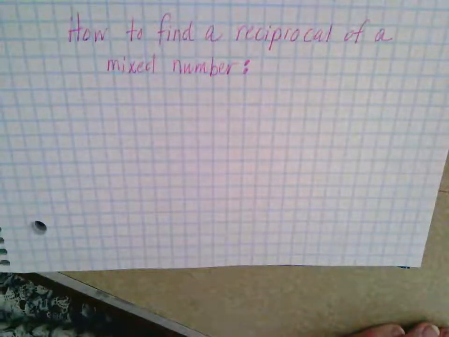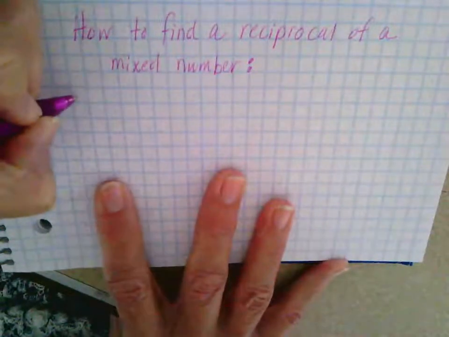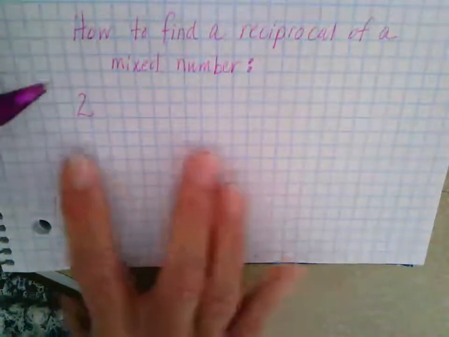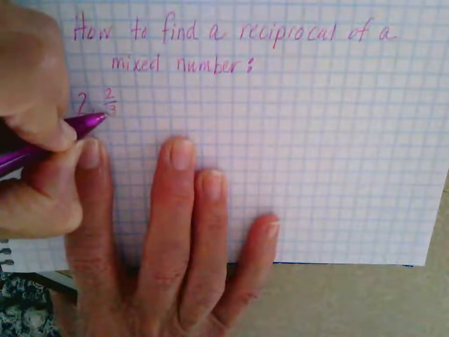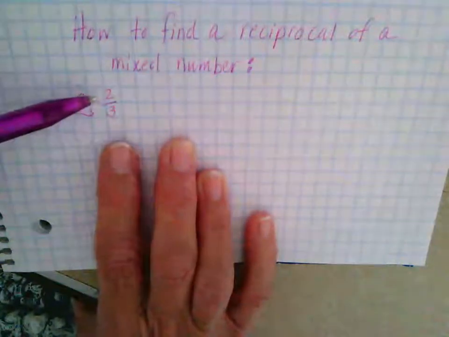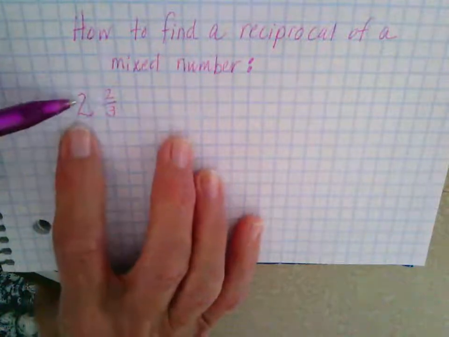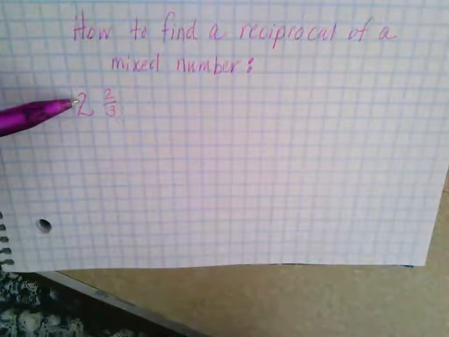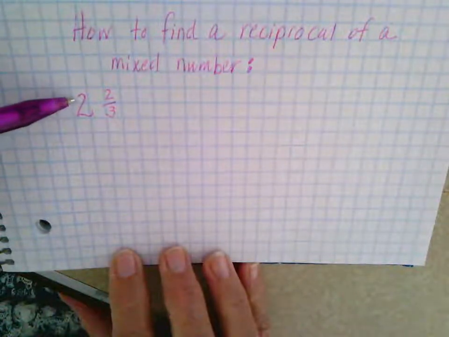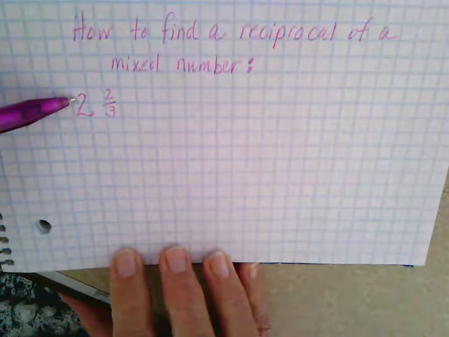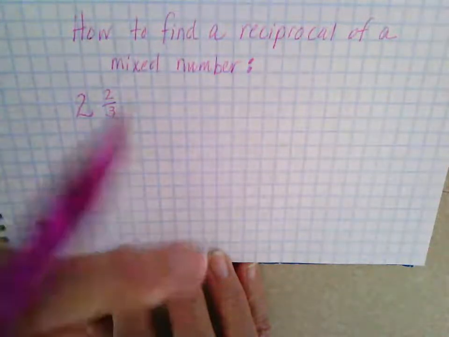How to find a reciprocal of a mixed number. When you are given a number and it has a whole number part and a fraction part, you cannot simply find the reciprocal of the fraction portion and add the whole number part. The first thing you need to do is change the mixed number into an improper fraction. Then you can flip the two.